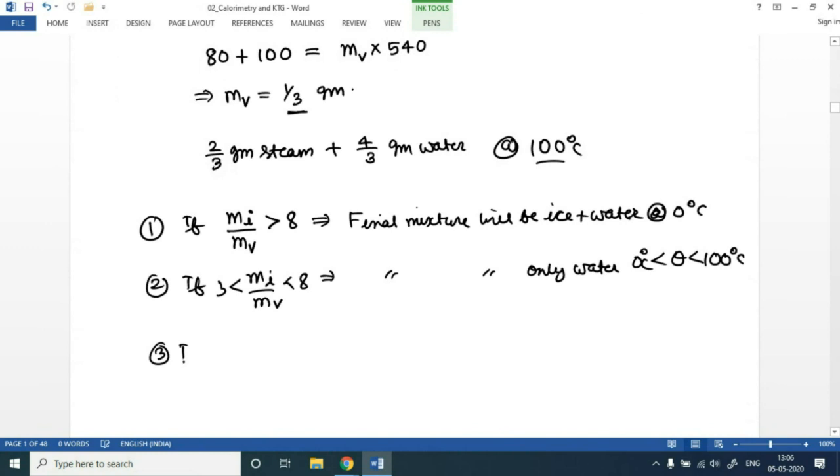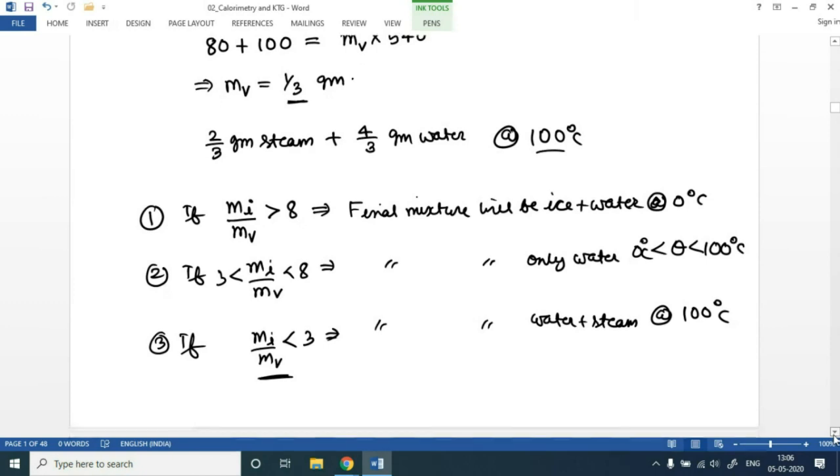And third, if mi by mv is less than 3, you can say that steam would be in excess. So the final mixture will be composed of some water and some steam. And the equilibrium temperature here would be nothing but 100 degrees Celsius. So this is one of the key ideas here.